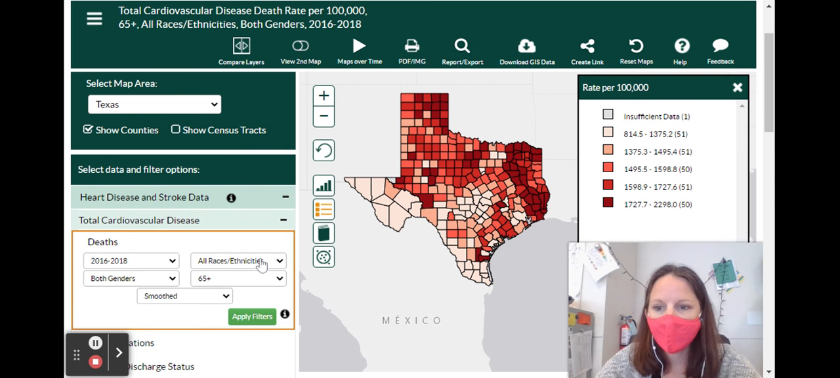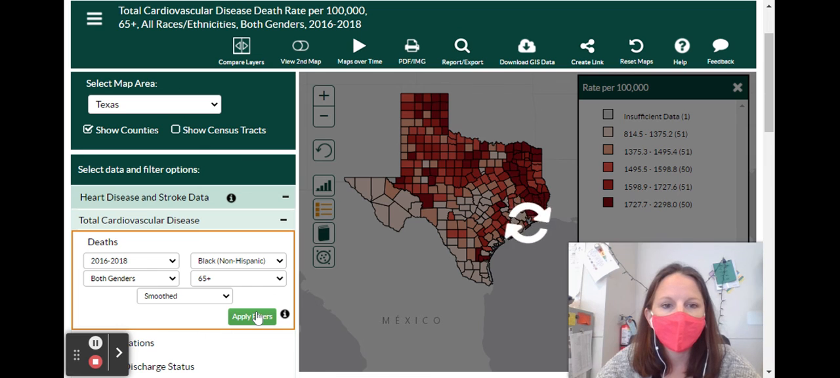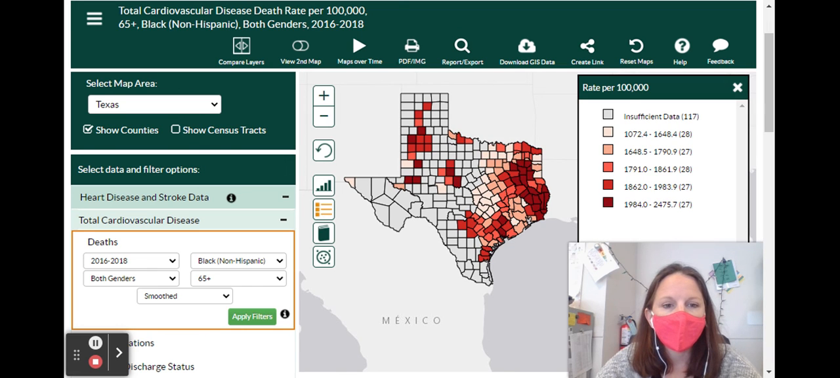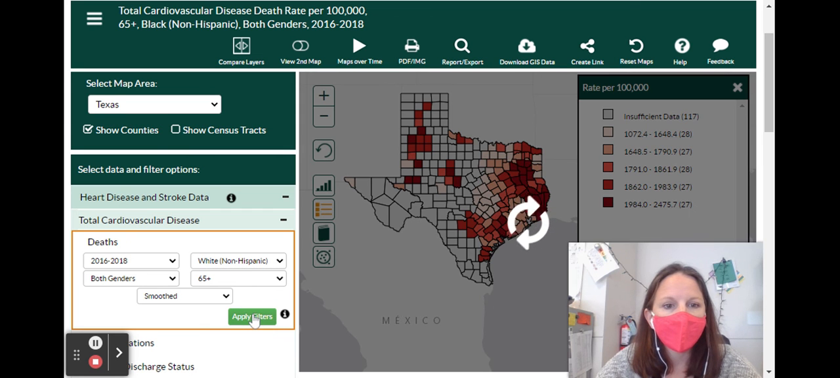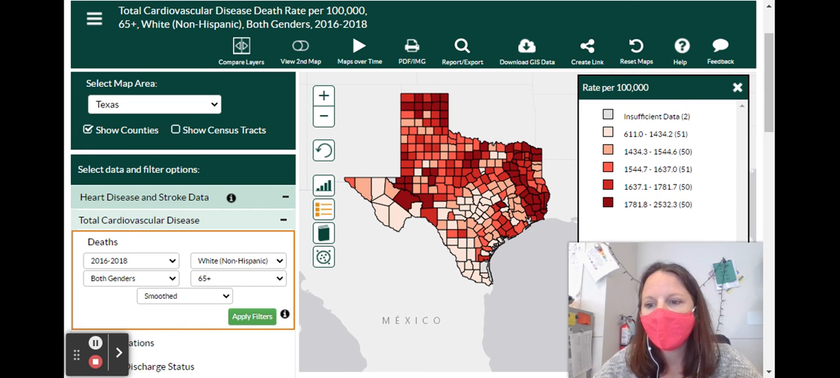We're going to then change maybe races and ethnicities. So let's choose Black or non-Hispanic. And then we have those rates. You can do the same thing with other races and ethnicities. You're going to basically be seeing what the data says based on each of these subcategories. They also have this based on males and females, by age, and the different races and ethnicities, and you want to keep this unsmoothed. That's probably the best way to view this information.